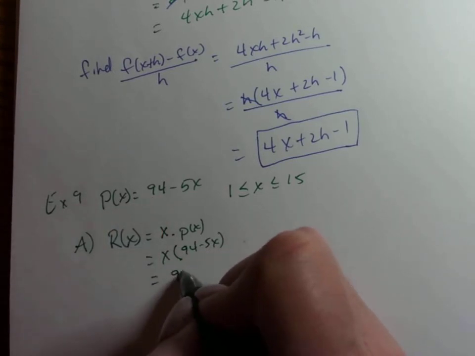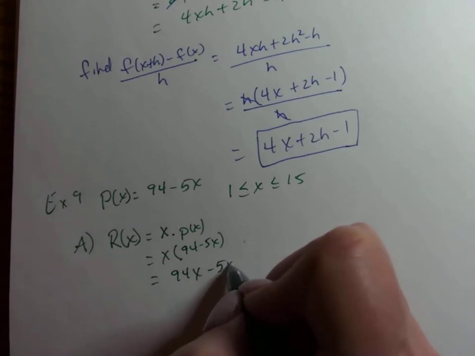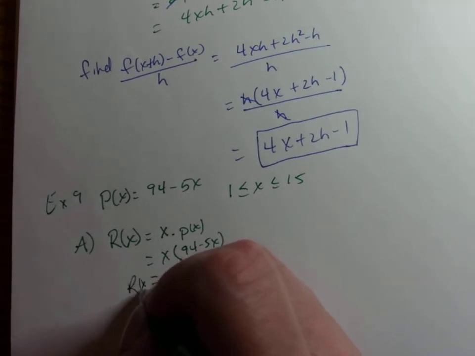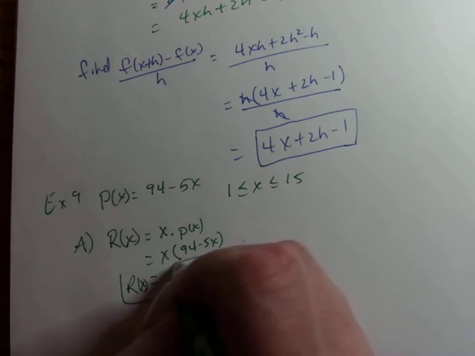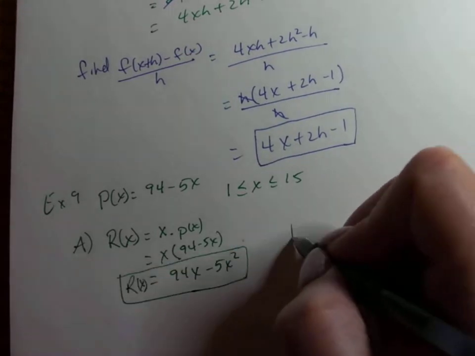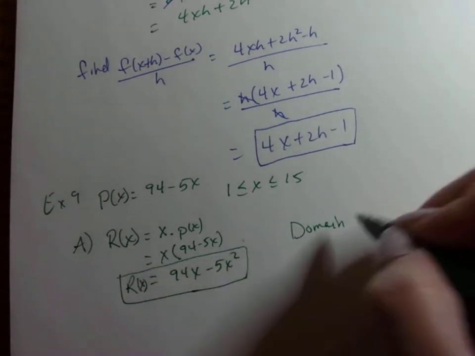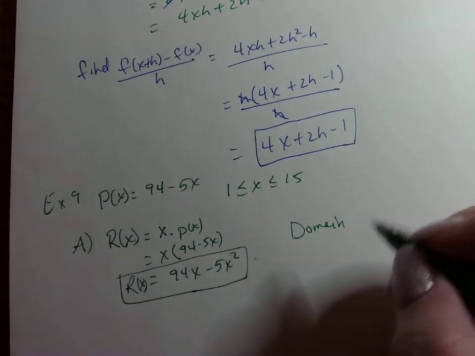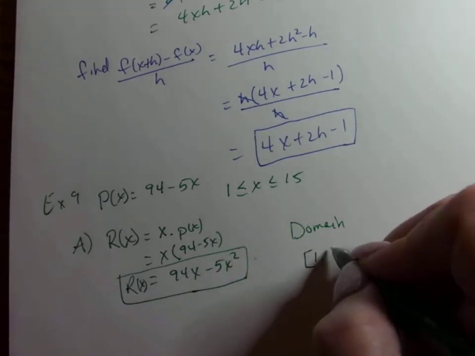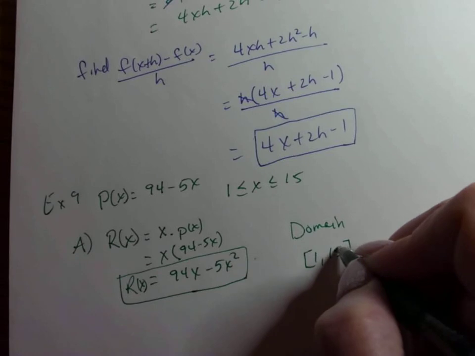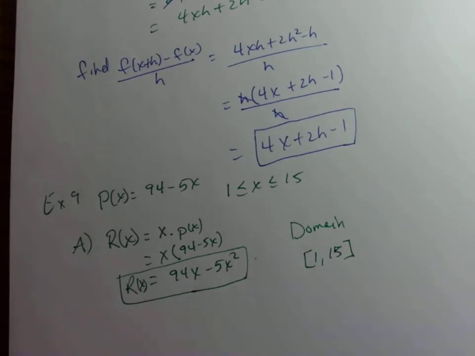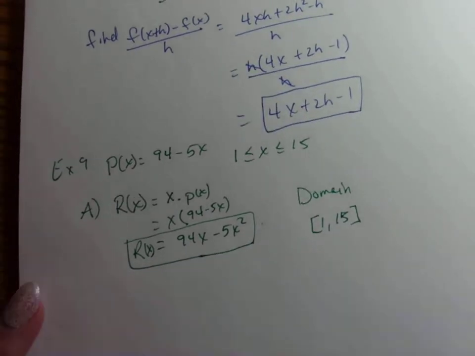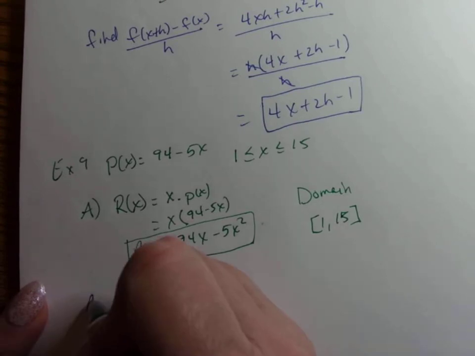So that'll get us 94x minus 5x squared. So that's our R of x. And then for the domain, it comes from what we are given here. It's going to be from 1 to 15. All right, and then part B.